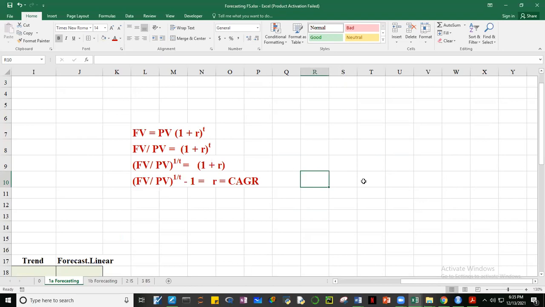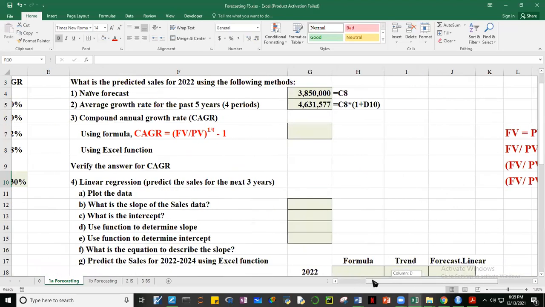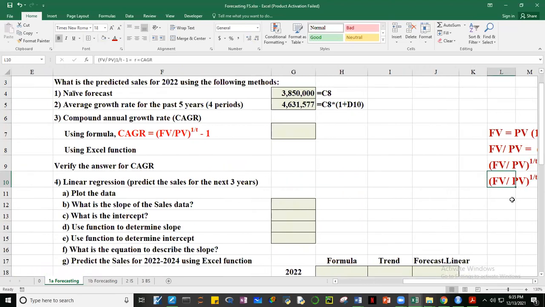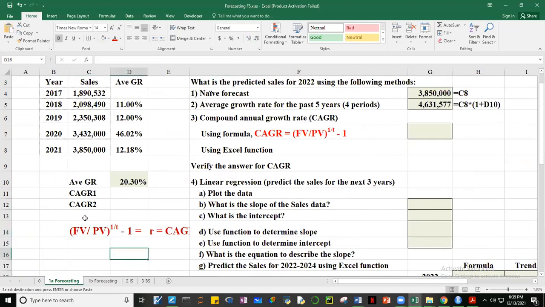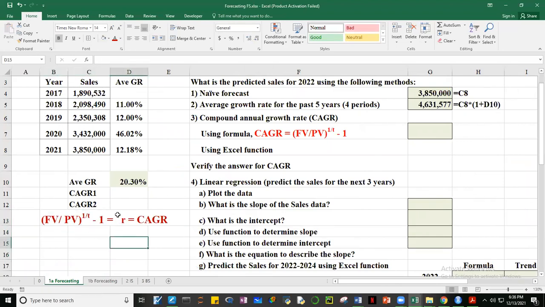That's already also in your notes, I typed it for you. So that's future value over present value raised to the 1 over t, minus 1, that's equal to r. And that r is called your CAGR. So I'd like you to compute for your CAGR. Let me put it here. So that's the formula of CAGR, guys. Use it here. Could you kindly compute for your CAGR?